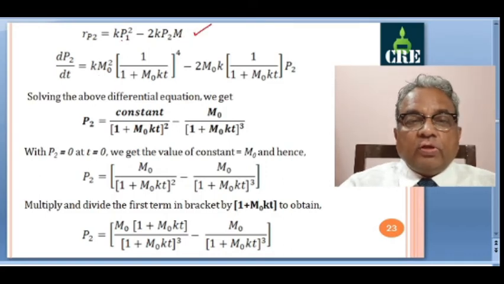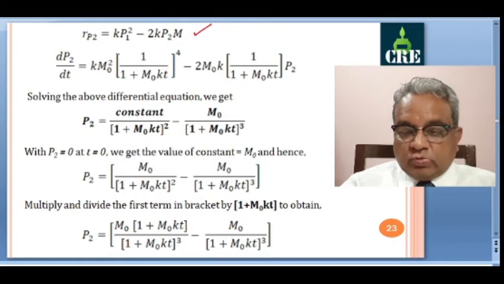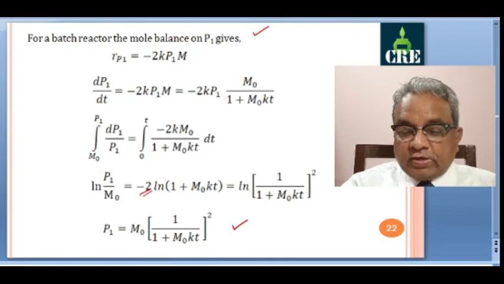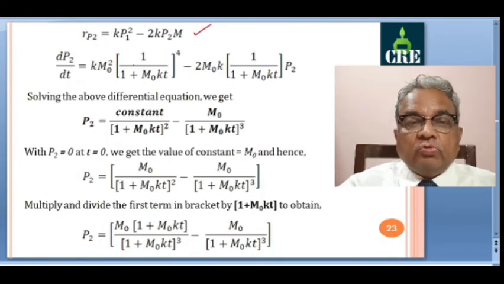Now if you substitute here P1 square, we know P1 square will be M0 square and this bracket raised to 4, minus 2K P2 we have written here, and M can be written as M0 by 1 plus M0 KT. M0 I have taken outside. Now the solution of this differential equation is given in the book of Matthew Tyrrell.